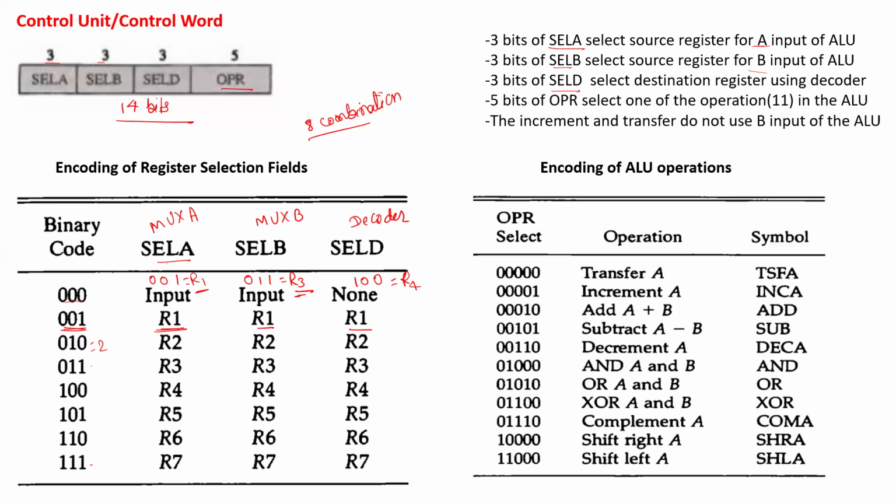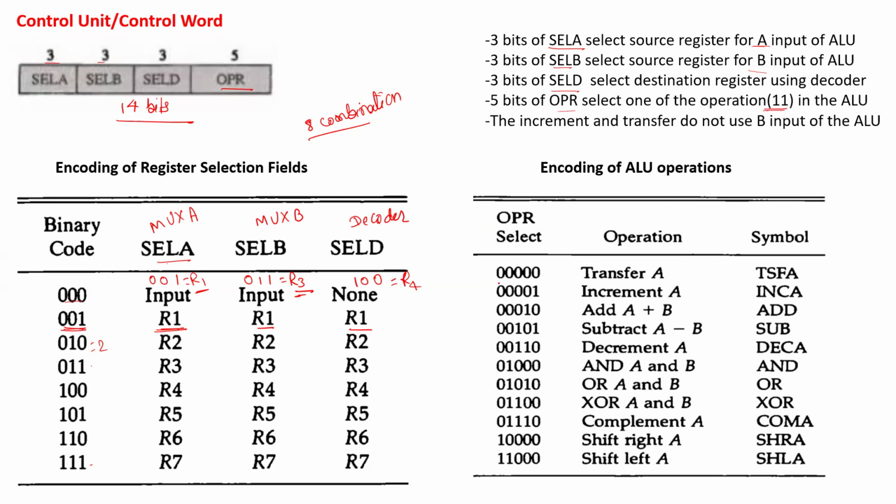Cell D is the destination where the contents or output of the ALU is being stored. And these 5 bits of the OPR operation field are going to decide any one of the operations. So we have 5 bits here. With a total of 5 bits, how many combinations are we going to get? Any one of these 11 operations will be performed.